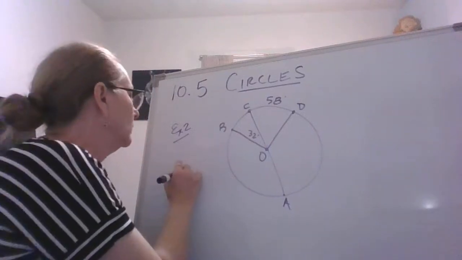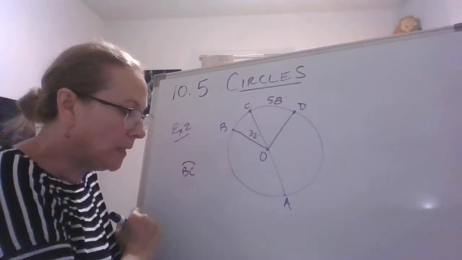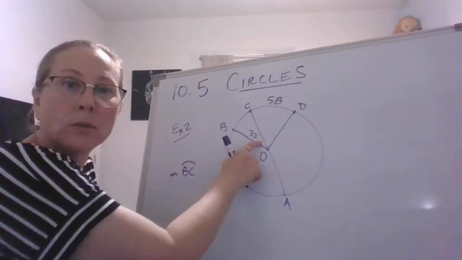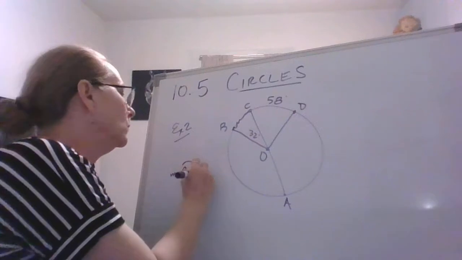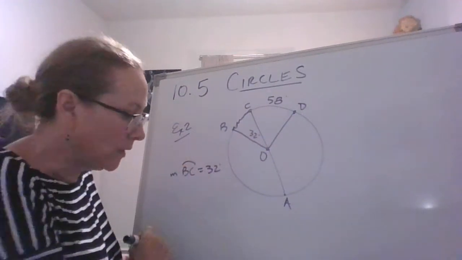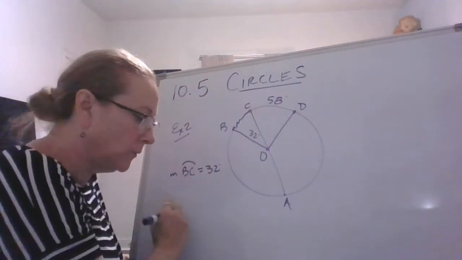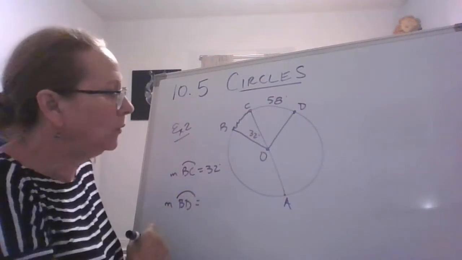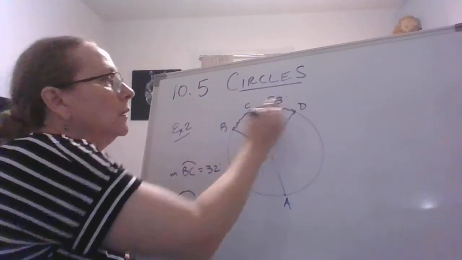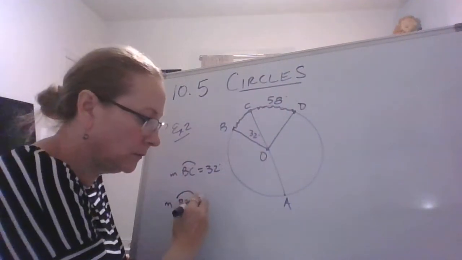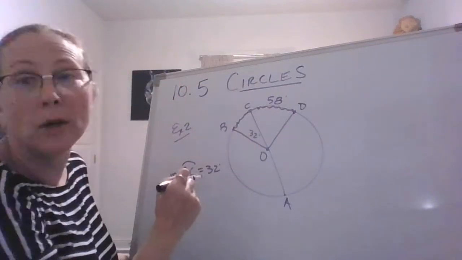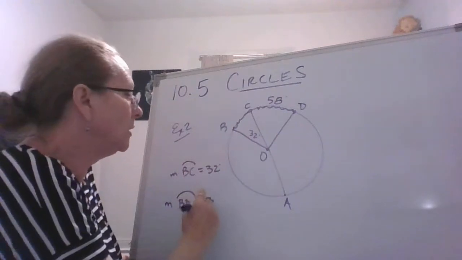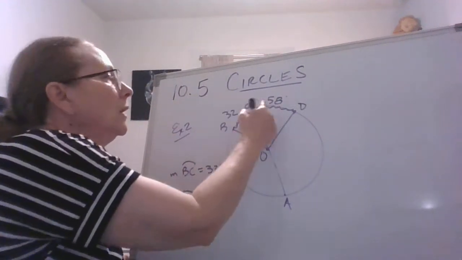Okay, first question. What is the measure of arc BC? Well, if the angle is 32, the arc is 32. Second question, what is the measure of arc BD? Well, BD, the arc is given, 58. Oh, excuse me. No, the arc is not given. CD is given. BD is 32, this arc, plus that arc.